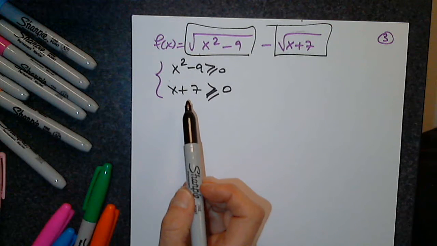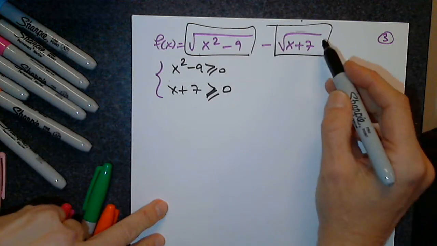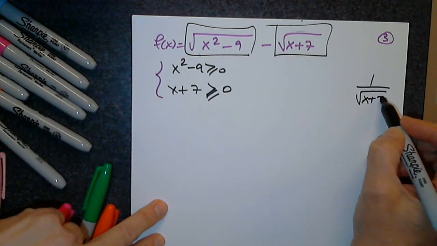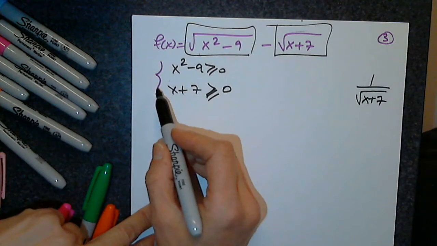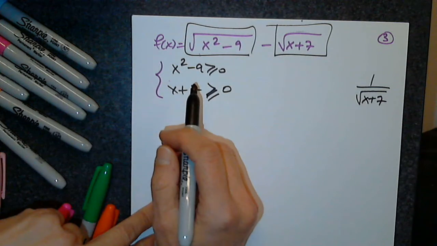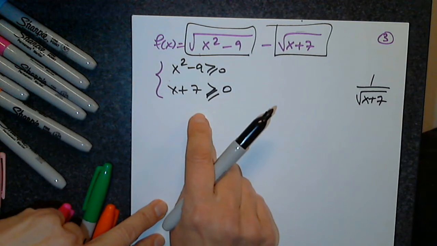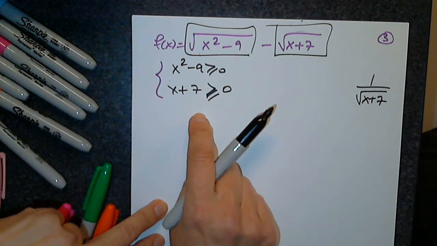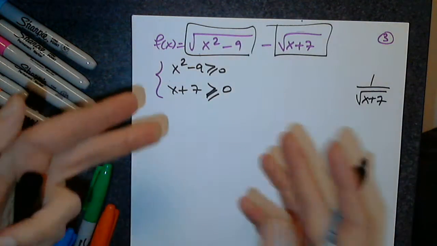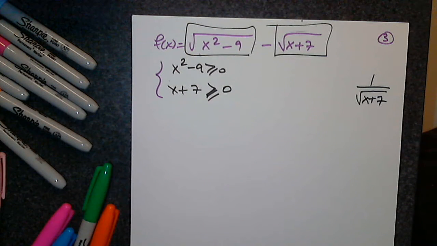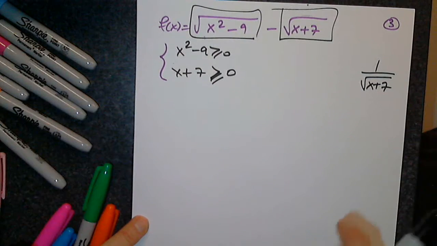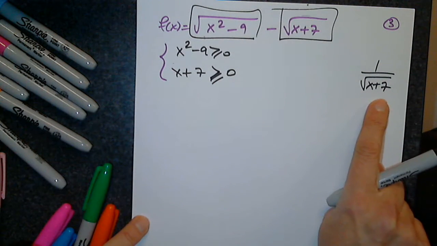No, what if I had, instead of this, 1 over the square root of x plus 7? How would this have changed? Not equal to 0. So x plus 7 would be strictly greater than 0, correct. Because once an expression is in the denominator, it cannot be 0, no matter what it is. So it can't be equal, it has to be greater.